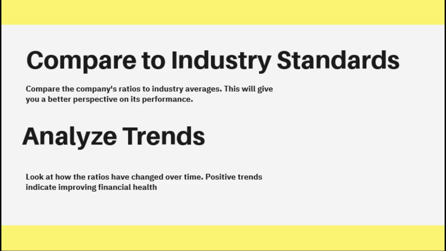After you compare to industry standards, analyze the trend. Look at how the ratios have changed over time. A positive trend indicates improving financial health. Maybe you can calculate the ratios for about 5 years back, so you can know whether the trend is positive or negative. Okay guys, those are the steps to analyze a company's financial health.